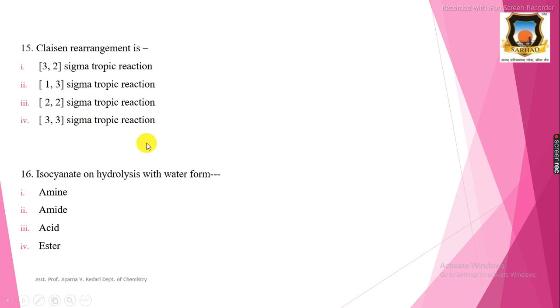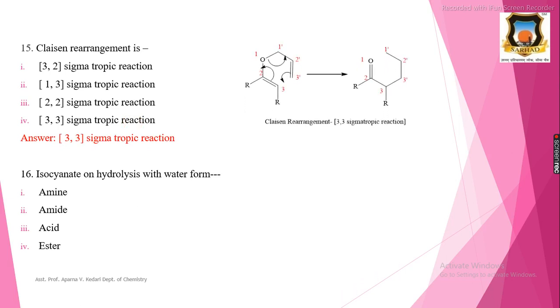Then next, Claisen rearrangement is a 3,2 sigmatropic reaction, 1,3 sigmatropic reaction, 2,2 sigmatropic reaction, or 3,3 sigmatropic reaction. And the correct answer is 3,3 sigmatropic reaction. Here is an example, this is Claisen rearrangement. 1, 2, 3 and here 1 dash, 2 dash, 3 dash. There is Claisen rearrangement and this product will form and it involves the 3,3 sigmatropic reaction. Therefore, this is the correct answer.